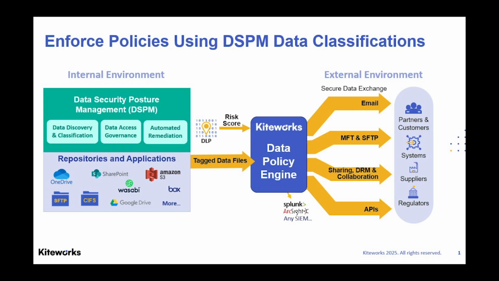At the heart of the Kiteworks Private Data Network, or PDN, is the data policy engine. This engine takes classification labels from DSPM tools and applies consistent, auditable governance to your sensitive data. What makes it powerful is its reach. It enforces policies not just internally, but across email, file sharing, collaboration platforms, SFTP, MFT, and APIs, even when data moves beyond the organization. And here's how it mitigates downstream risk.